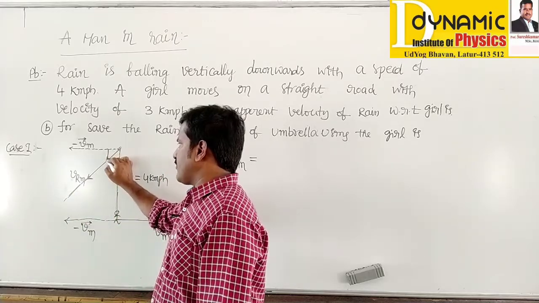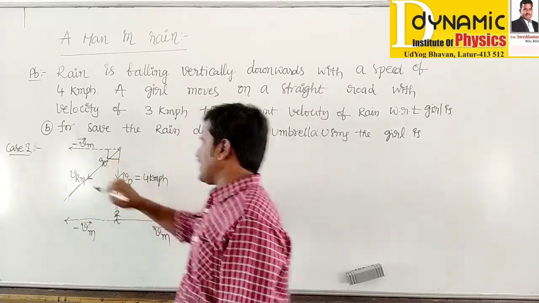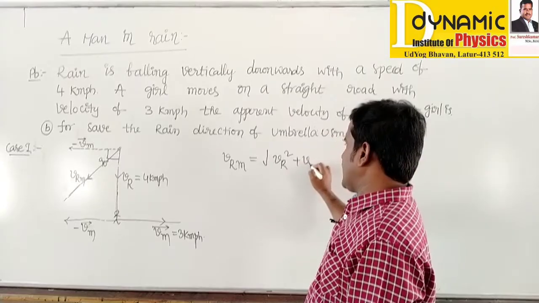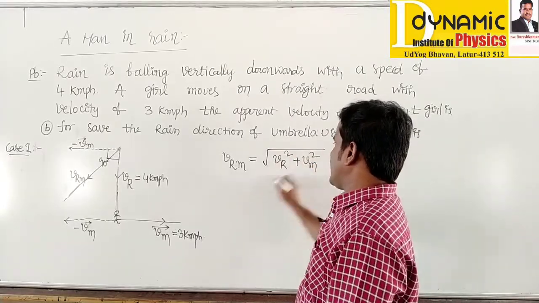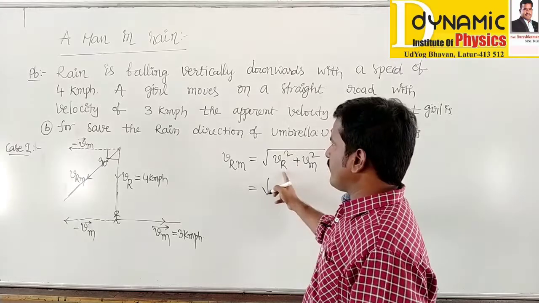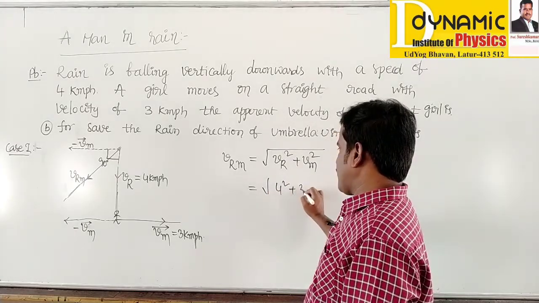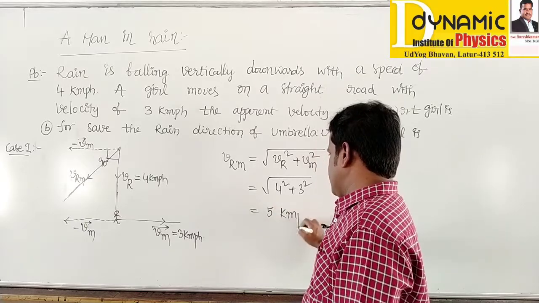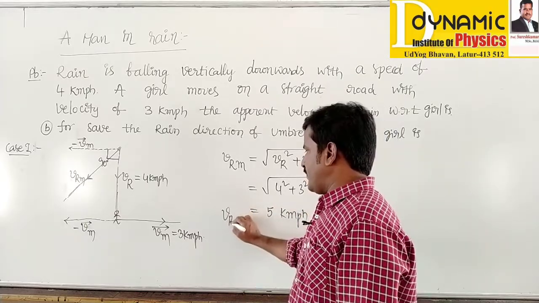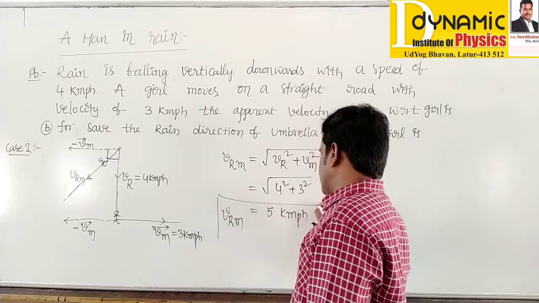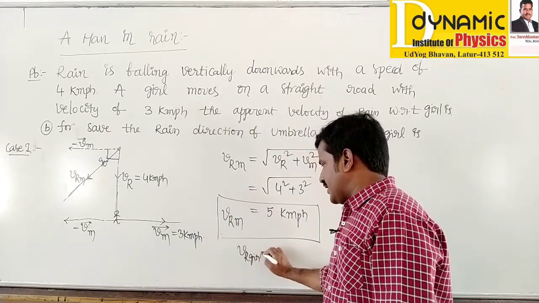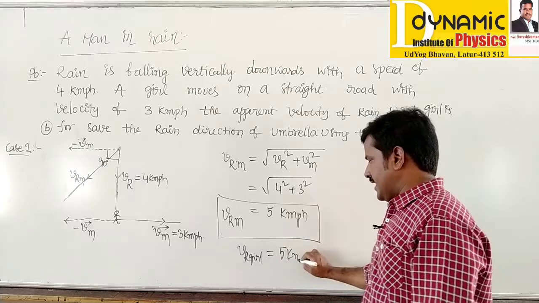The angle between them is 90 degrees. Its value is the square root of Vr square plus Vm square, which is the square root of 4 square plus 3 square. Its value becomes 5 kmph. This is V rain with respect to man, that is, V rain with respect to girl, 5 kmph.